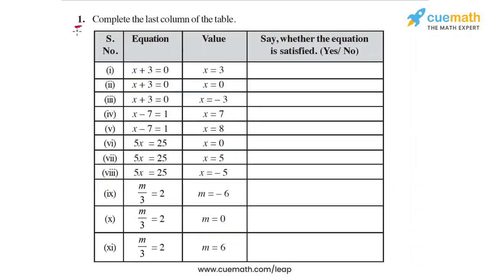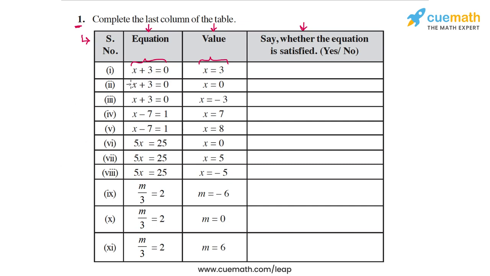In question 1, we have this table given to us where we have this equation column, we have this value column, and in this last column we have to say whether the equation is satisfied or not. So in each row we are given an equation. For example, we have this equation x plus 3 equal to 0, and we are given a value of the variable, for example x equal to 3 here. We have to check whether this value satisfies the given equation or not.